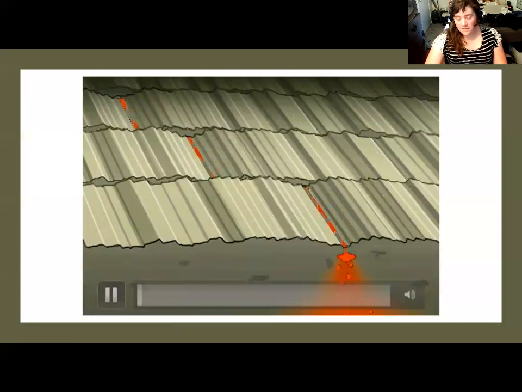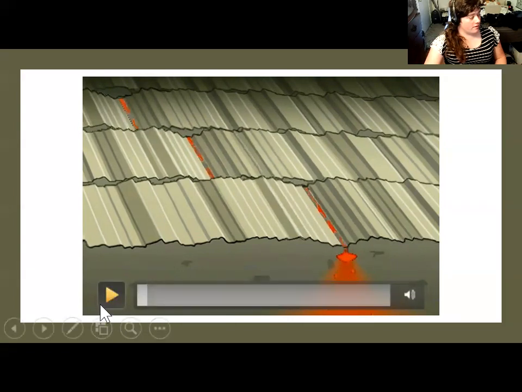Yes, correct, Jeanette. It is indeed magma. It is molten rock. So this is actually what I mean when I say that the mid-ocean ridge is a volcano. There's this long fissure through which magma is erupting.